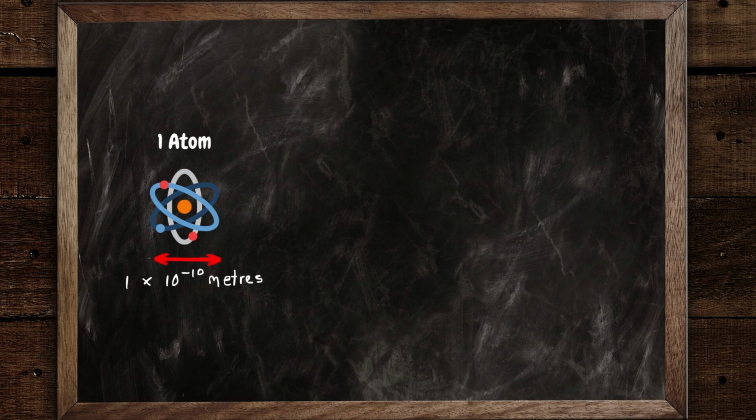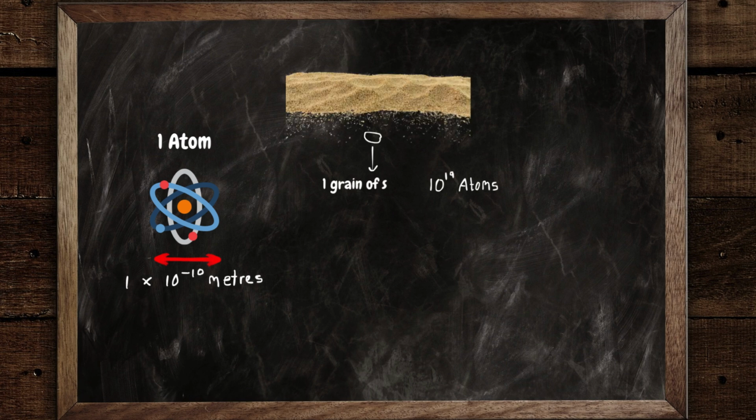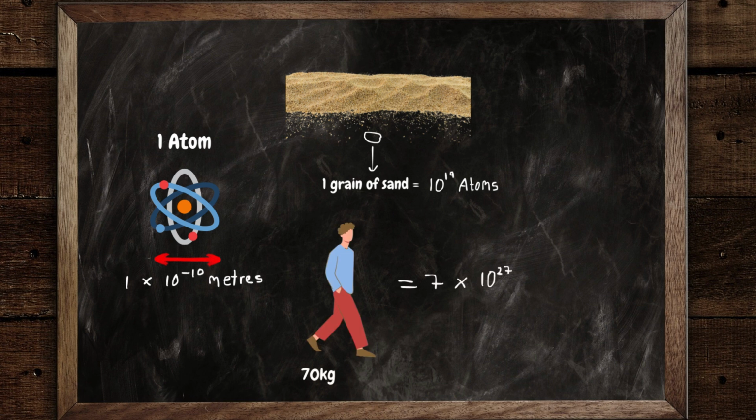So atoms are very small. The diameter of an atom is 0.1 nanometers, which is 1 times 10 to the power of minus 10 meters. And to put this into perspective, 1 grain of sand has 10 to the power of 19 atoms. So you can imagine how small atoms really are. And a 70-kilogram human has approximately 7 times 10 to the power of 27 atoms.